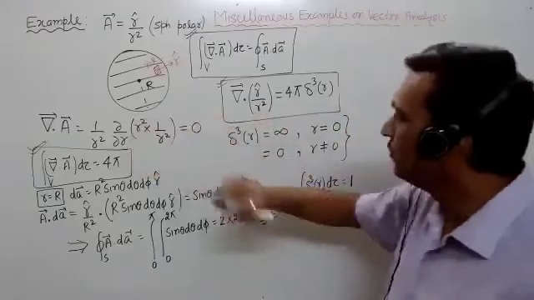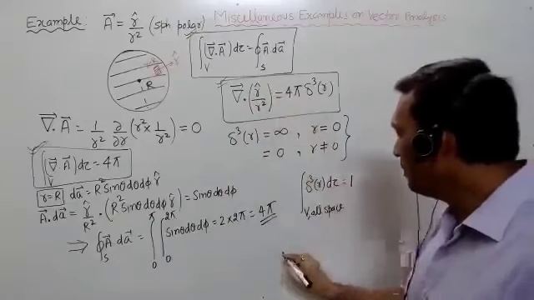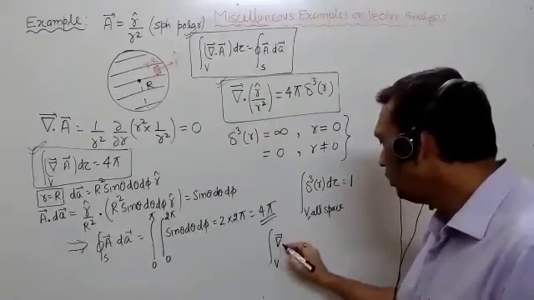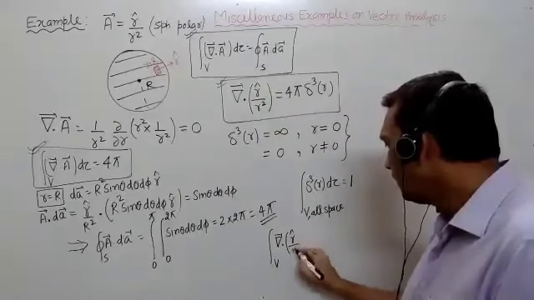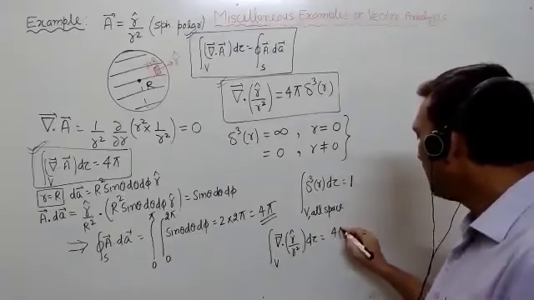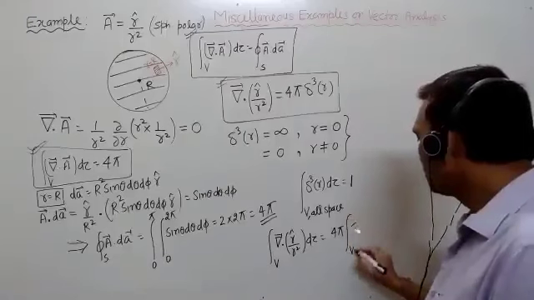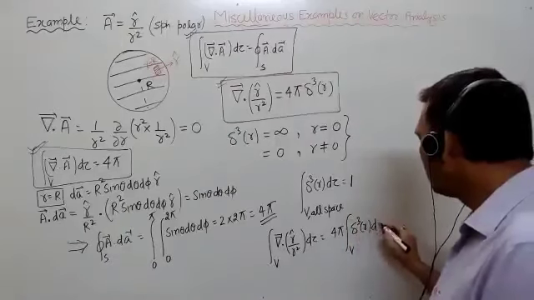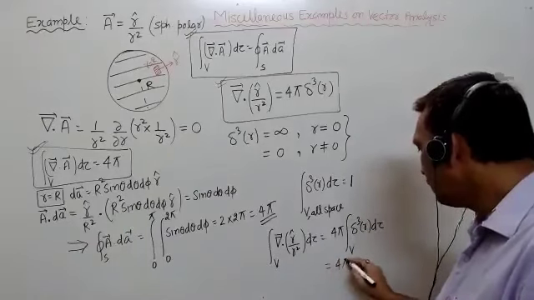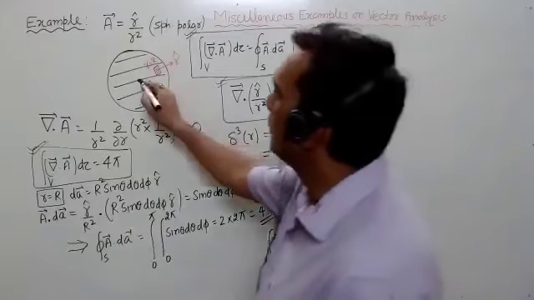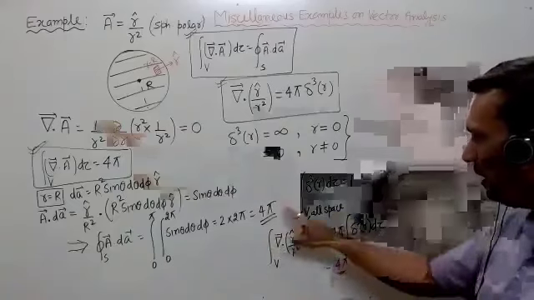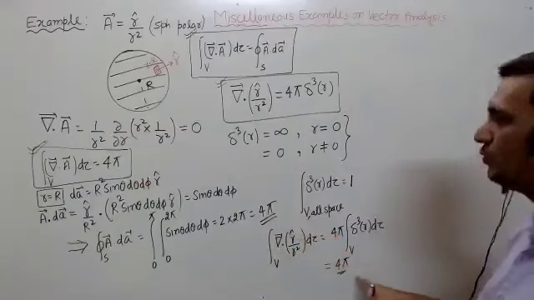Then we can easily write the volume integral. So now what will be the volume integral? How to write the volume integral? Divergence of r cap by r square d tau is 4 pi delta r d tau, and this integral is 1. So you can easily write this as 4 pi, because this includes r is equal to 0. So the integral will be 1. So you can write, divergence of r cap by r square d tau is 4 pi.